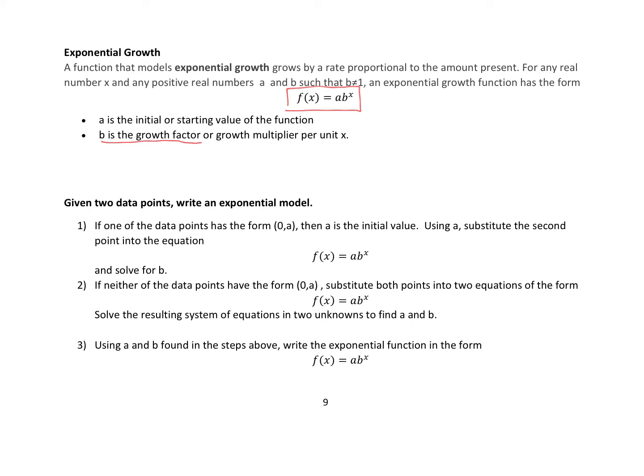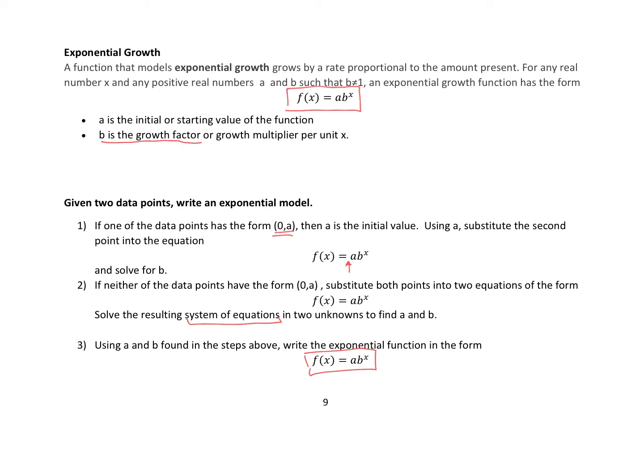If one of the data points is of the form (0, a), then we initially have our a value, and we can substitute the second ordered pair in to find the b value. If neither of the data points have that form, in other words, we do not have that initial value, we're going to substitute both points in, and we're going to get a system of equations, which we then will solve either by substitution or some other method. Once we have the a and the b, then we write it into the function notation.